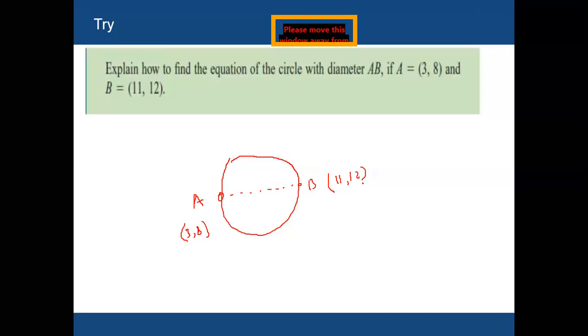Because we don't have a central point. So can we write the equation of the circle? How can we find the equation of a circle? Yes, think about it, then tell me.